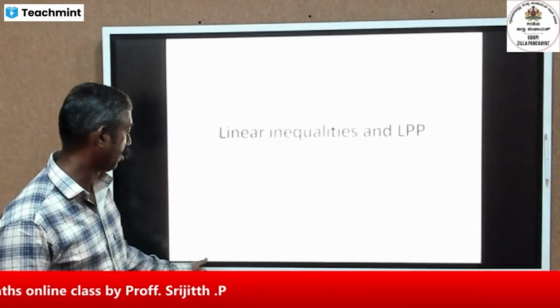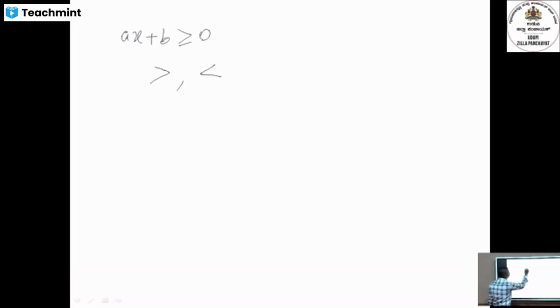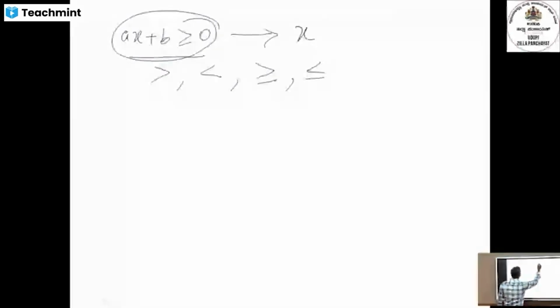Okay. So first of all, there will be an equation for ax plus b greater than 0 or maybe equal to 0. So inequalities are greater than, less than, greater or equal to, less than or equal to, etc. So there is an inequality, let us say a relation like ax plus b greater or equal to 0. So what happens is that when we solve this, we get x is greater than or equal to minus b by a.